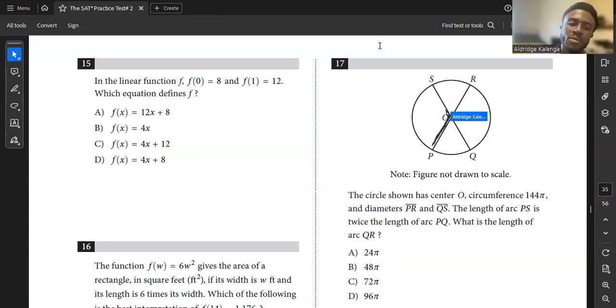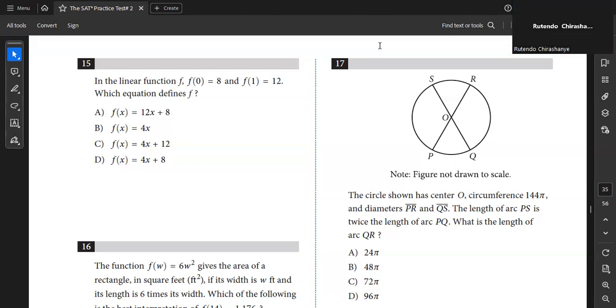Wait, hold up. Let me get a different color. Let me give it a different color. Sorry, I'm just trying to make sure everyone's following. Sorry, Alvin. No problem. You just need to make sure everyone's understanding this one. Let me use red.